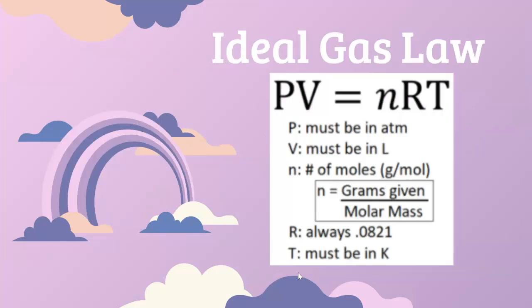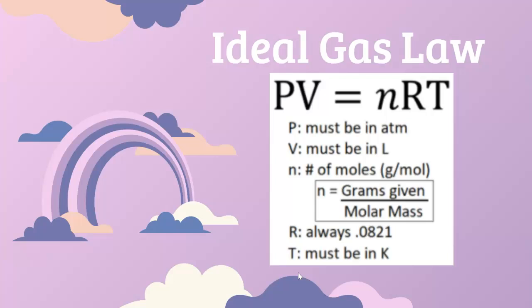The formula for ideal gas law is PV equals nRT. And out of all of the gas laws, this is the one that's the most specific. That's because each of the variables have to be in a particular unit before you plug it into your formula. Your P, or your pressure, has to be in atm. Your V, which is your volume, has to be in liters.